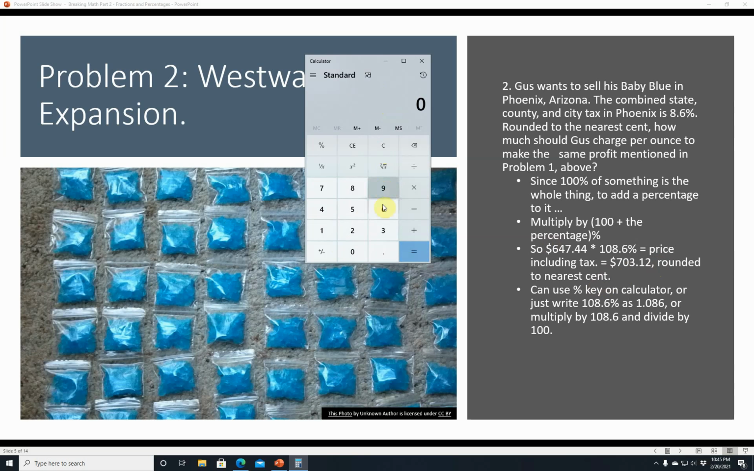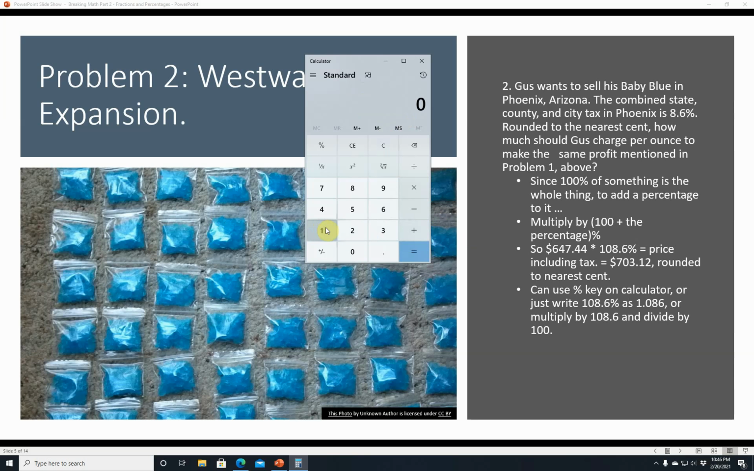Another way to do it, which is probably easier, is you just go 647.44 plus 8.6%. On your calculator, it'll tell you the 8.6%. Here it's 55.679. So you're just going to round it up to 55.68. But anyway, then you just hit equals, it adds it, so 703.119, that becomes 703.12. All right, let's move on to the next thing.